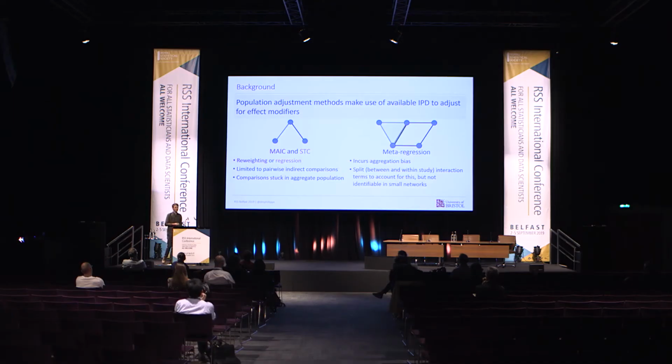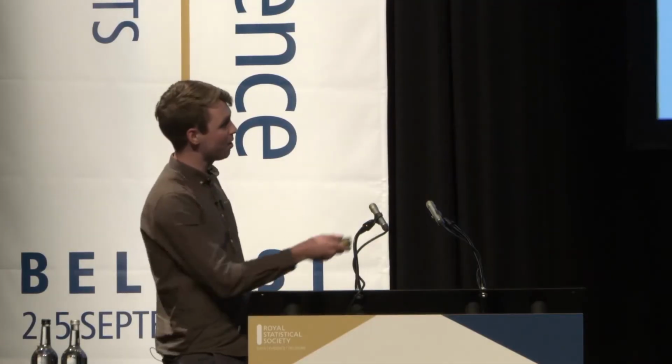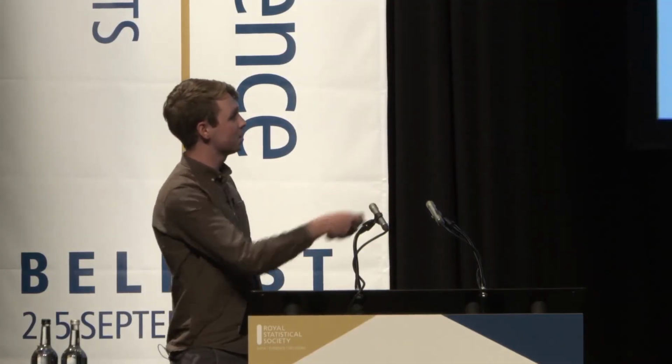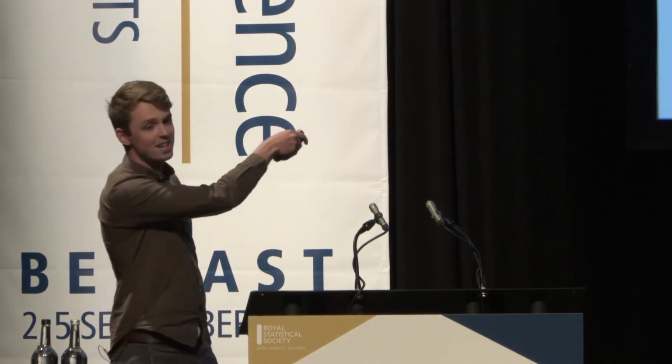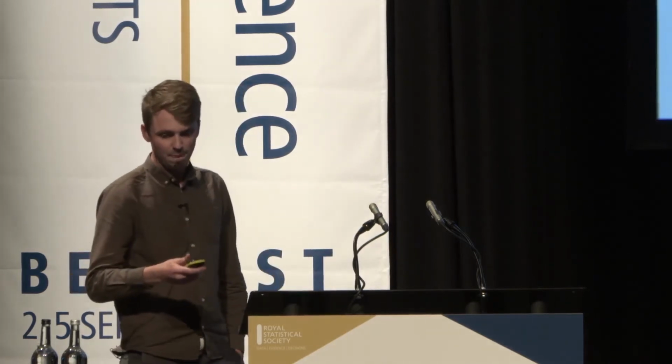In larger networks, we can use methods based on meta-regression, where we fit the same model at both the individual and at the aggregate level. However, doing this incurs aggregation bias because we're fitting the same model at both levels, unless the models are strictly linear, and that's just due to Jensen's inequality. To account for this, you can split the interaction terms into a between and a within study interaction term, but then you end up with a model which you can't identify in a small network. So we're in this situation where we don't have one method which works all the time, and there are quite a few limitations here.